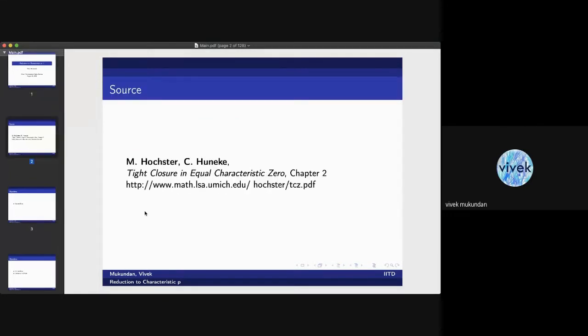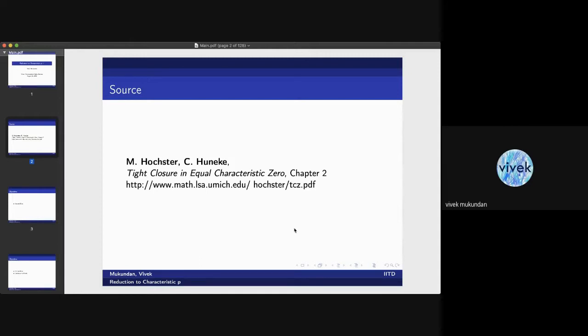I'll be following the excellent resource of Hochster and Huneke, Tight Closure in Equal Characteristic 0, Chapter 2. It's available on Professor Hochster's website. There's a tilde in the address, but I'm pretty sure you have already figured it out. As far as I know, it has not been published yet. It's an amazing reference that Hochster and Huneke have written down.